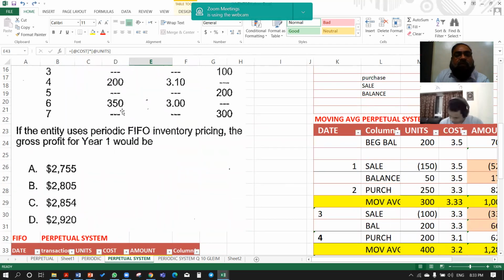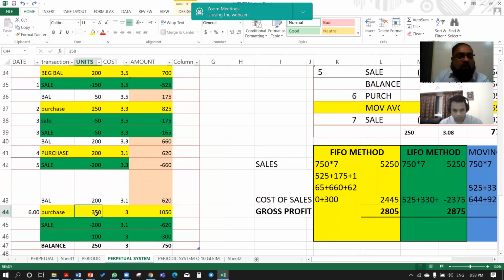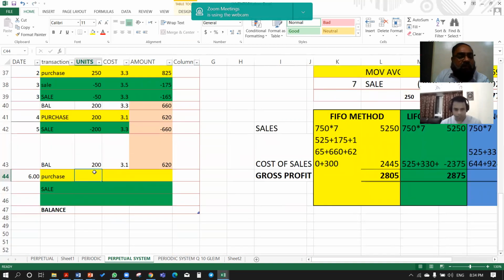Come to the sixth one. 350 units purchase at 3, right? Yes. So I'll be recording 350. I have not erased it. So 350 units purchase at 3. Now 350 are purchased at 3, so it will come up to how much? 1050, right? So we have two lots now. One is at the 3.1 rate and the other is at the 3 rate.